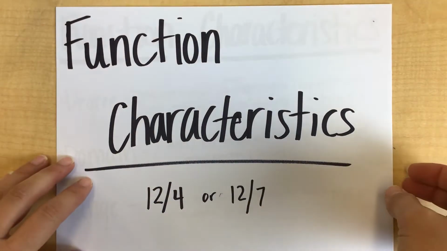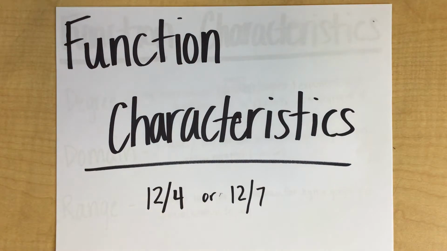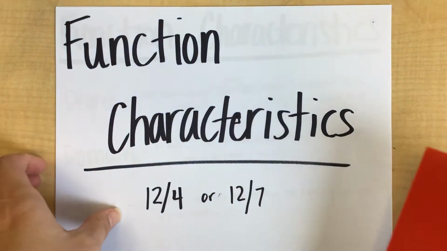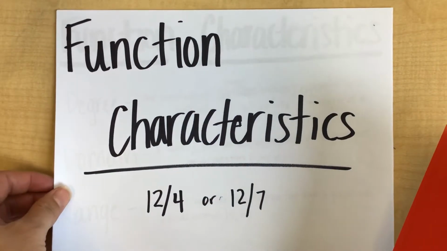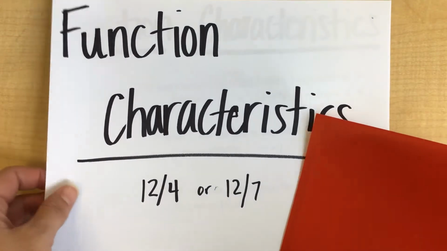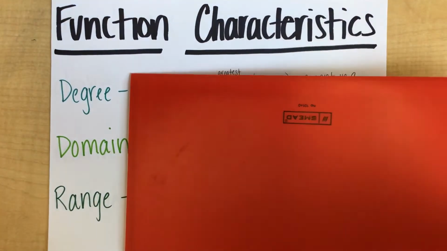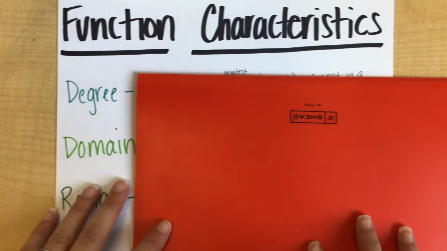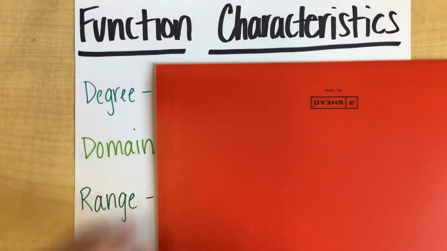All right, the first thing that we have. So you are able to take notes if you would like to. That is completely up to you. It would not be a bad idea, but again, that is up to you. Okay, so here are our first three characteristics we're going to talk about. So degree and then domain and range. Like I said, you guys probably already know domain and range, but it's always a good thing to go over.